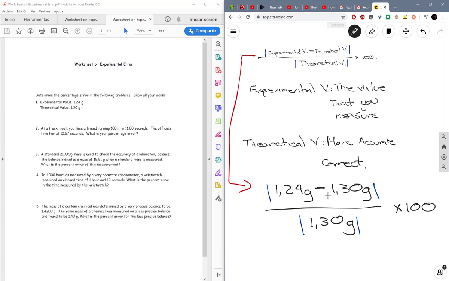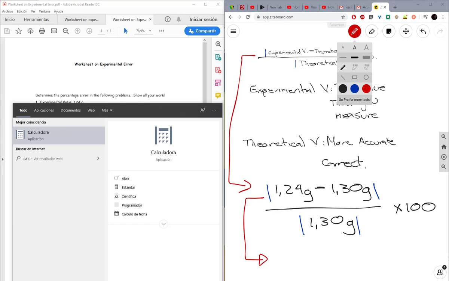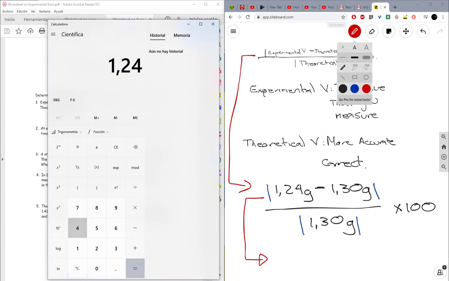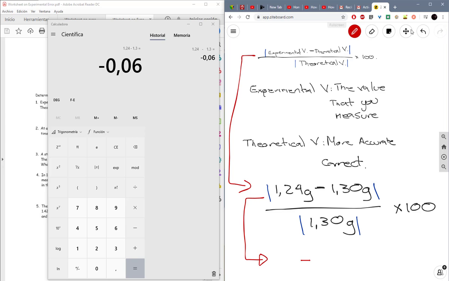So let's do step by step. Let's first do the operation inside the first absolute value bars. So $1.24 minus 1.30. That is negative 0.06. And don't forget, it is inside the absolute value bars.